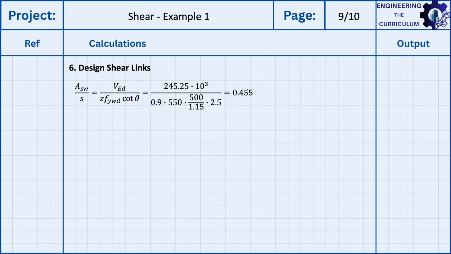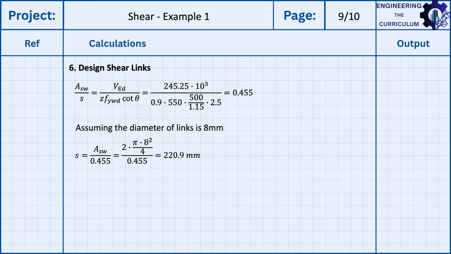Organizing that, I get a ratio of 0.455. Now, once again, here I need to design something. I need to either give the spacing or the area in order to figure out what those design shear links are. Let's continue to assume a diameter of 8 millimeters. And in this case, my spacing becomes the area of those shear links. So once again, 2 times the area of 1 bar divided by the ratio that we just found, which is 0.455. And in this case, the spacing works out as 220.9 millimeters.